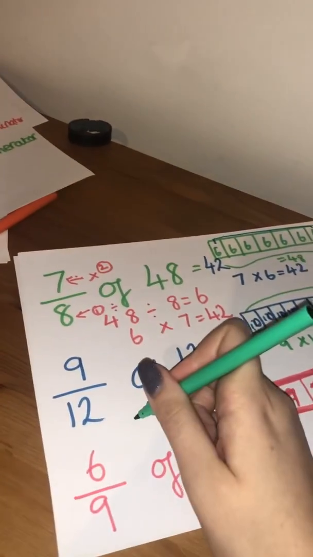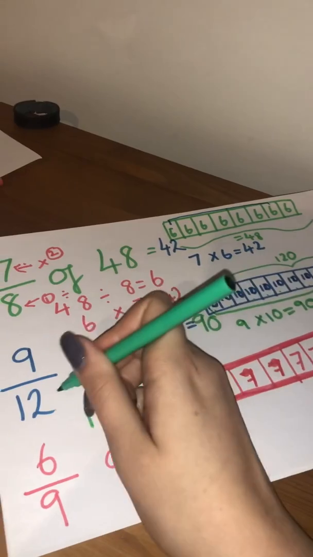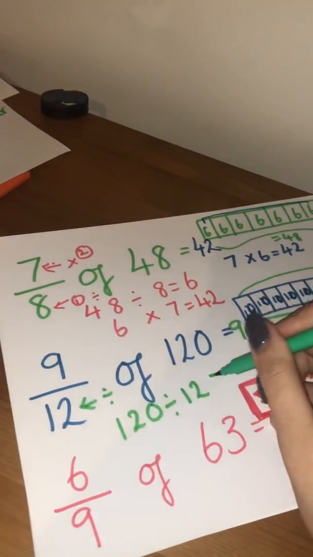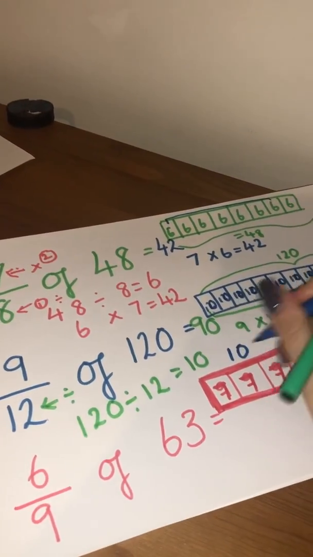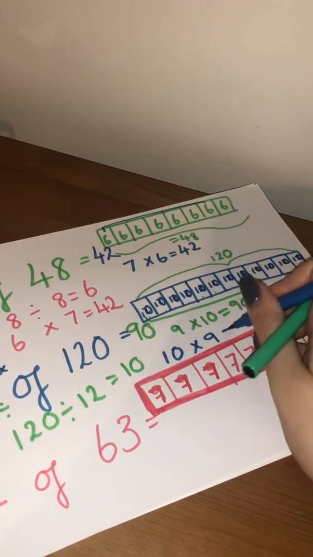If you do the other way, you can do 120 divided by the denominator, so it's divided by 12, gives me 10, and then you could have done 10 times the numerator, 9, so it's 90.